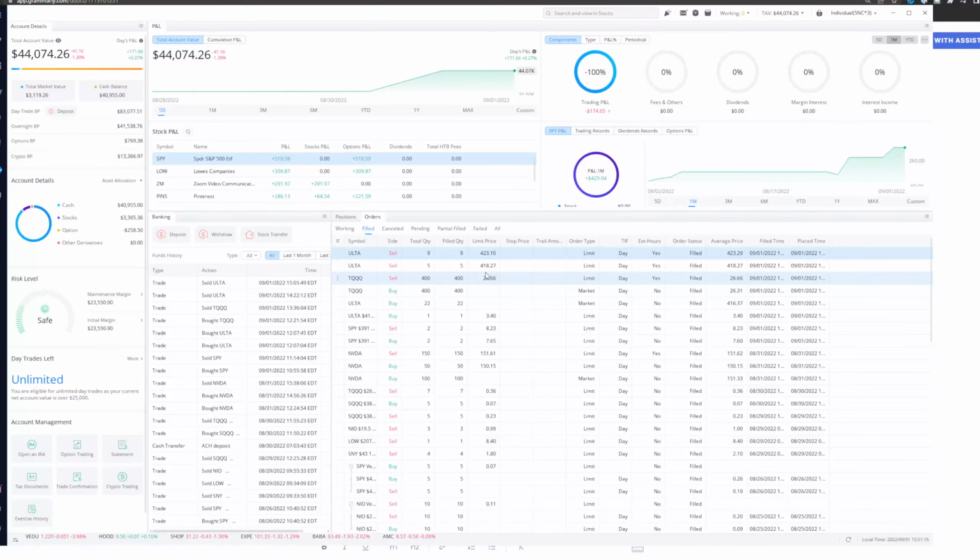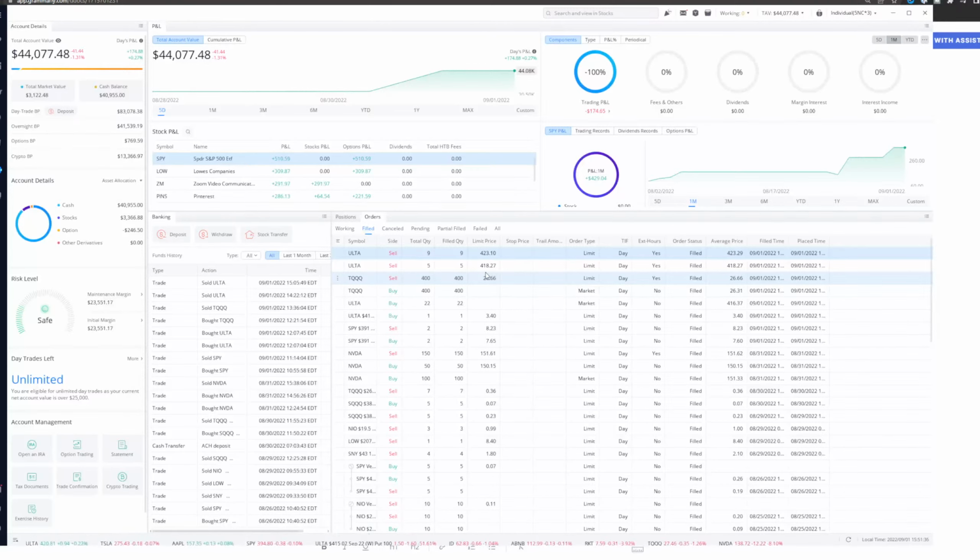So the delta in the single day went from 46 to 27. 27 divided by 2 means that right now I should have about 13 shares of Ulta. But because I've been on this stream right now, I currently have 9 shares of Ulta. So I should have bought some more shares.